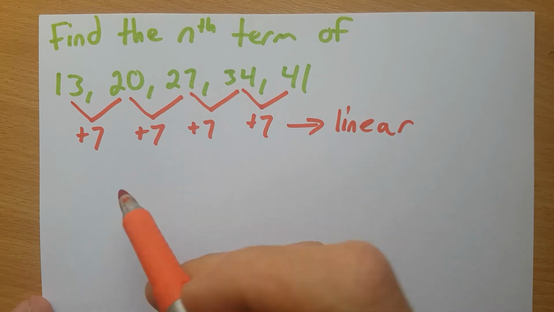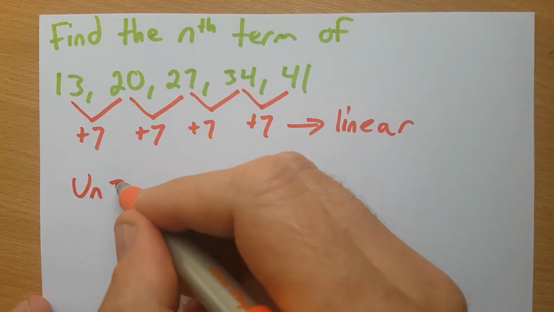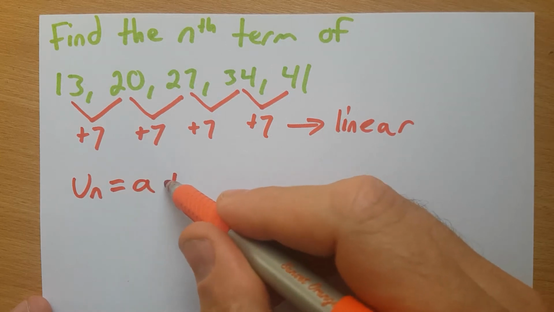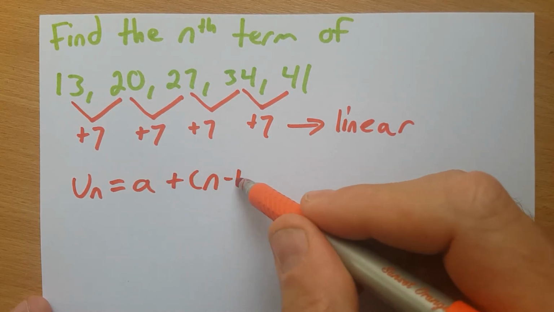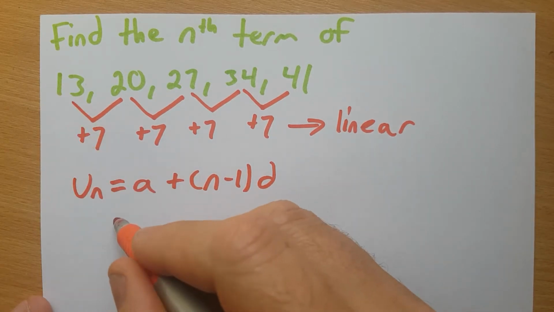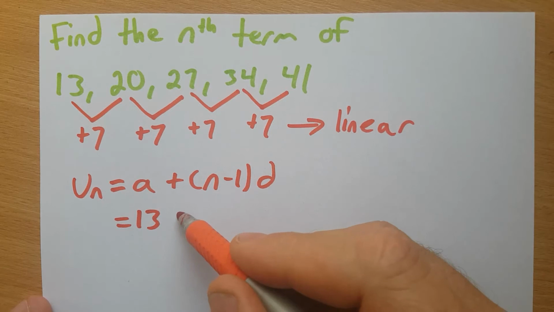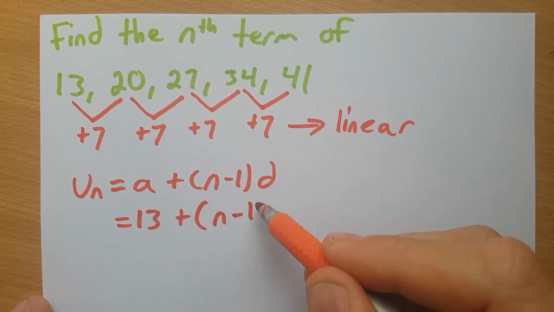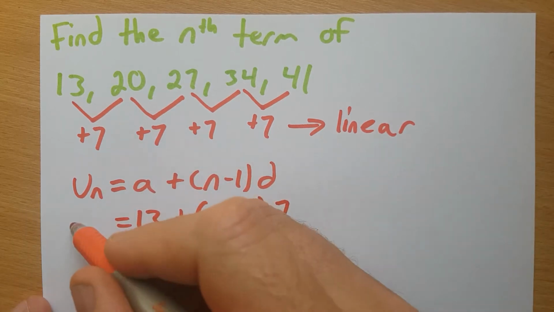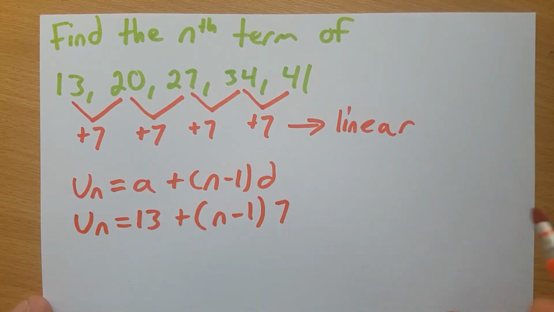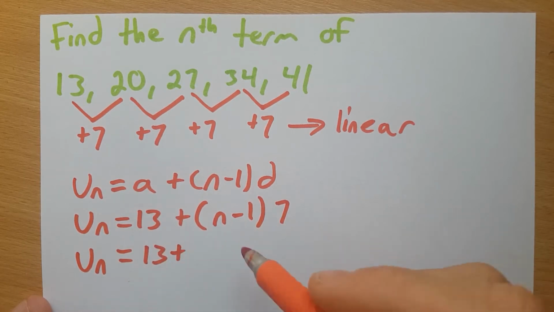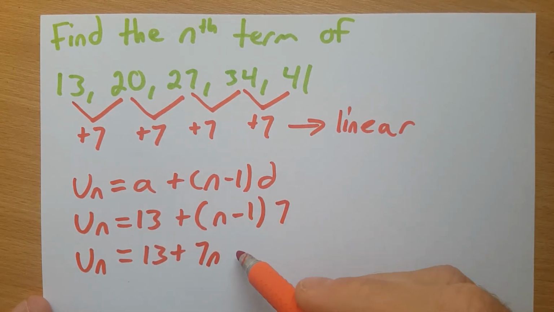Okay, and the formula for the nth term of a linear sequence is u_n equals a plus (n minus 1) times d, where a is the first term in the sequence, n stands for the term number that you're looking for, and d stands for the common difference. Okay, and we can simplify this. u_n equals 13 plus 7n minus 7.